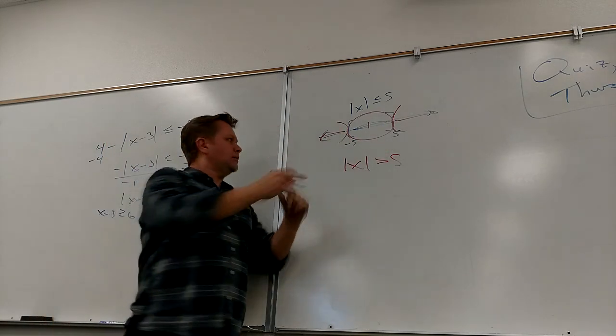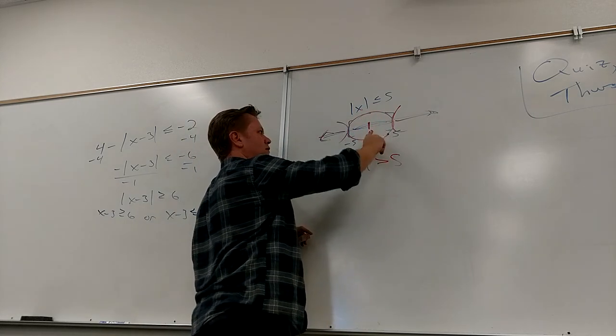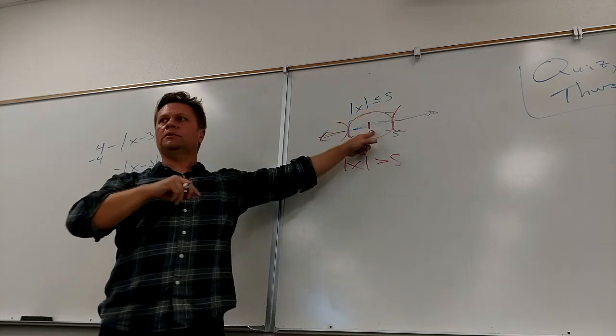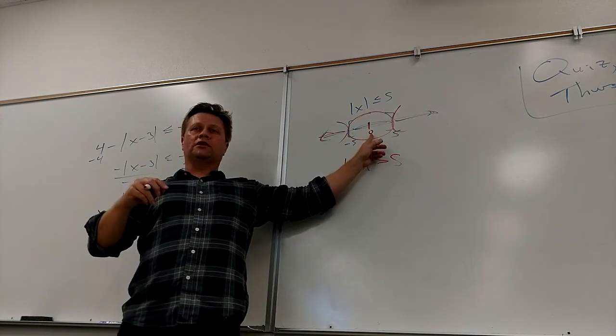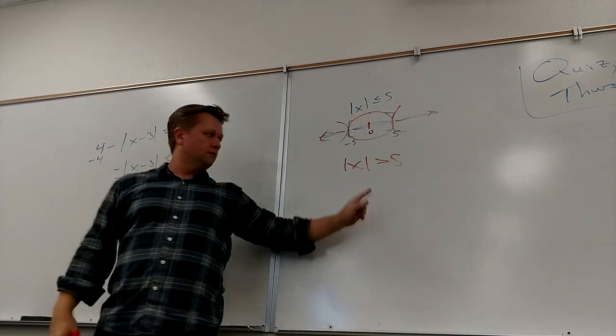So think about this. Which picture stays close to this? Which picture is less than a certain distance away from 0? This middle piece, right? That's why the less than is going to be the middle piece. Which one is more than a certain distance away? These guys are more than 5 away. More than 5.